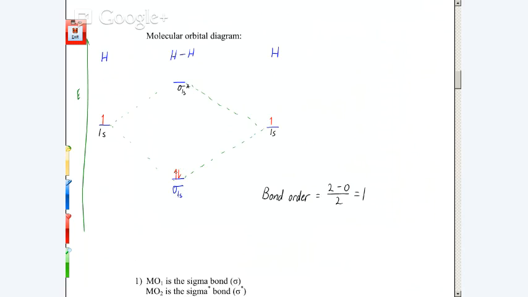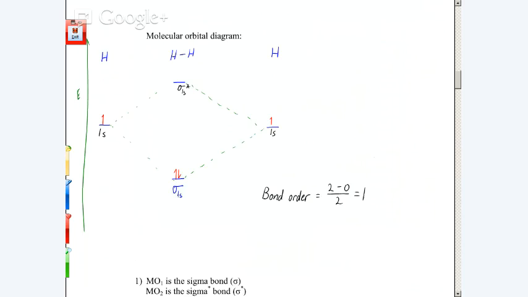If hydrogen loses an electron, what happens to the bond order? Becomes 1/2, right? If it loses one of these electrons, then the calculation is 1 minus 0 divided by 2, which is 1/2. So that tells us that a hydrogen molecule that's lost an electron, or an H2 plus ion, would be less stable than an H2 molecule.